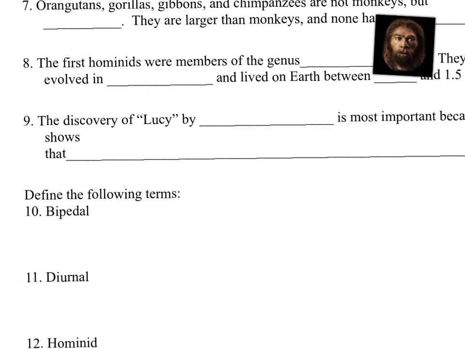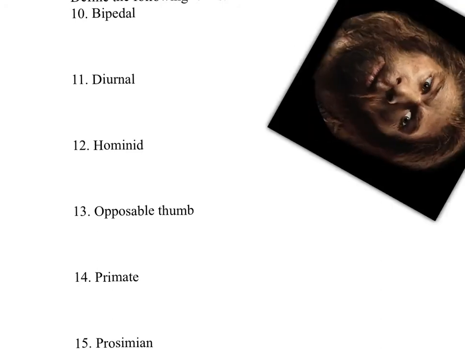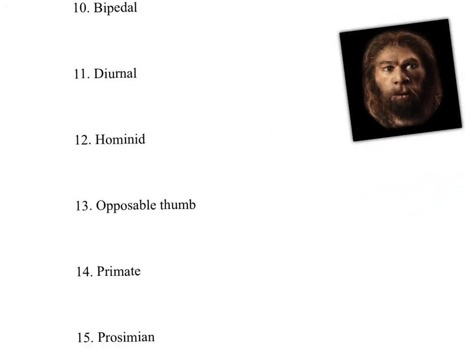Lucy was a very important discovery. Got to remember, it was discovered by Donald Johanson. And once again, it was clearly evident that Lucy would have been an upright walker. That's a major distinction that we know from Lucy. All of these terms could easily be looked up. Shouldn't be too hard. The only one that may be a little bit different to you is diurnal. And diurnal just means to be active during the daytime.